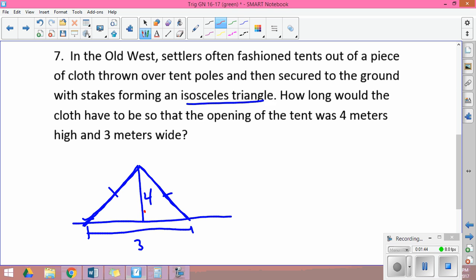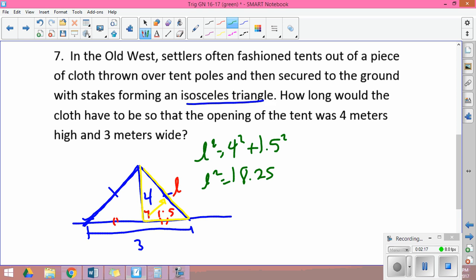Well, our pole better be straight, which, again, by the perpendicular bisector theorem means these two pieces are equal, which means this bottom piece is 1.5. So I'm really looking for this outside length of the right triangle, where that is our hypotenuse. So I've got L squared is equal to 4 squared plus 1.5 squared. When I work that math out, I get that L squared is equal to 18.25, and so L is 4.3.